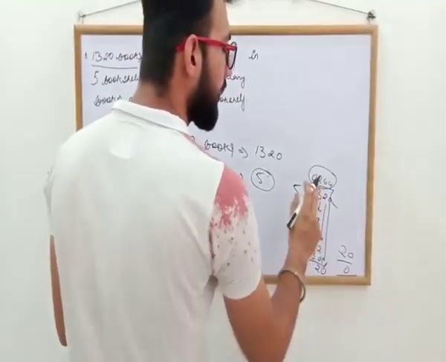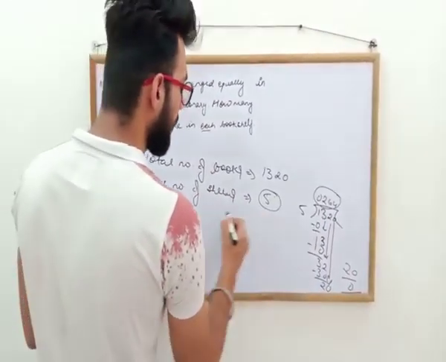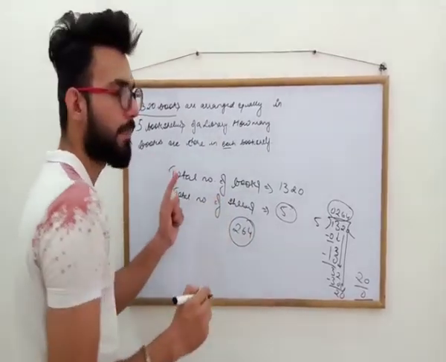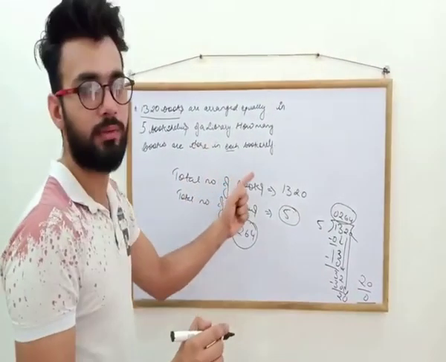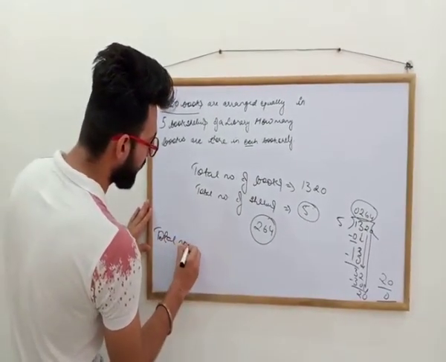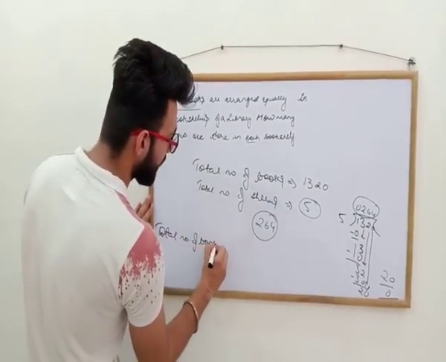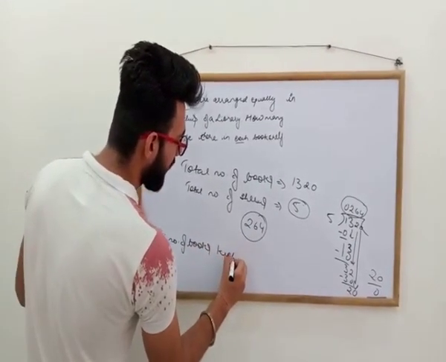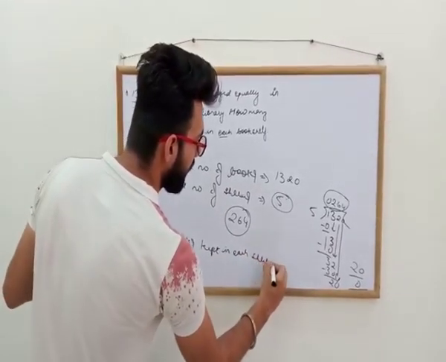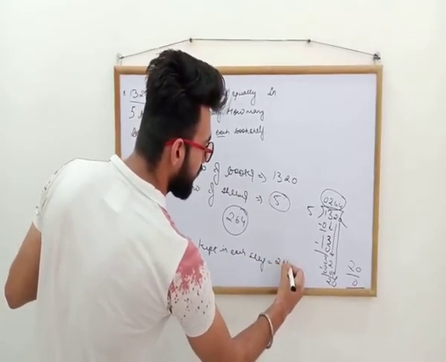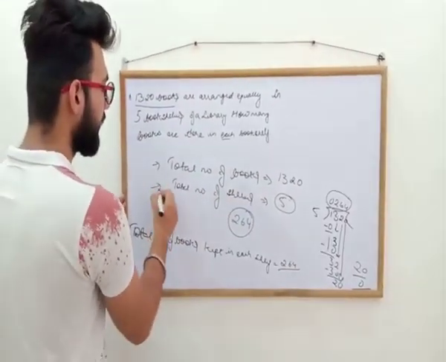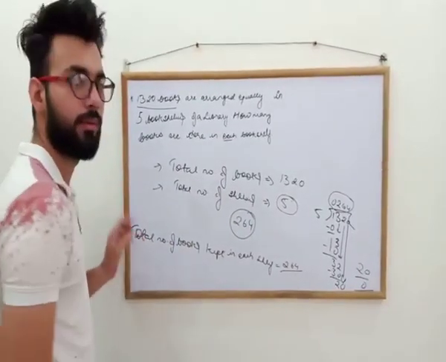So this is 264. We got 264. So 264 is the number of books that is kept in each bookshelf. So at the last we'll write, total number of books kept in each shelf is equal to 264. So in this manner we need to write 3 points. First statement, second statement, and the final statement.